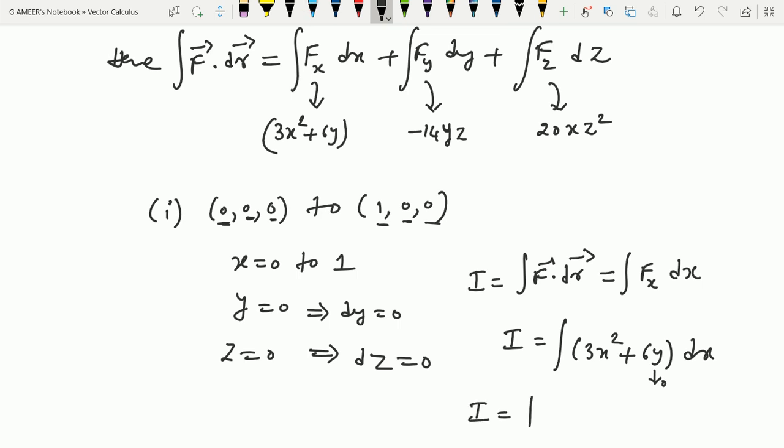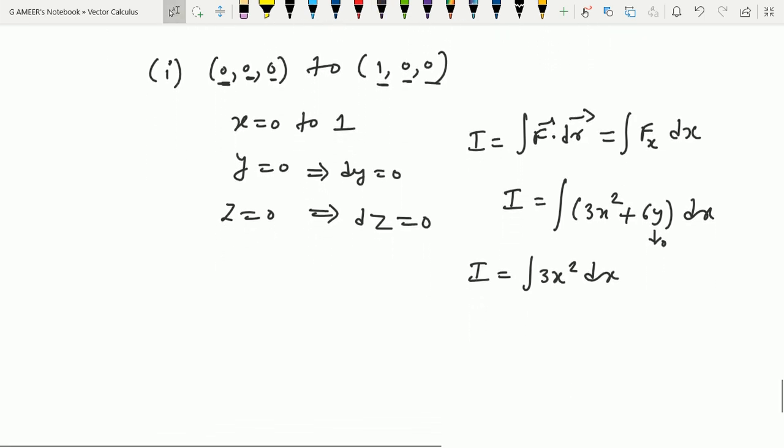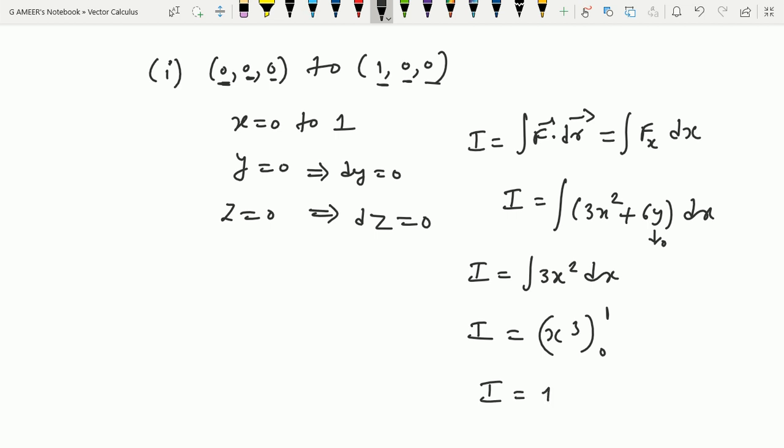What is left for me is I equal to the integration of 3x square dx. Now the integration of 3x square will be x cube. So this is simply x cube, but the lower limit is 0 and the upper limit is 1, then that will be equal to 1. So this is the answer for this.